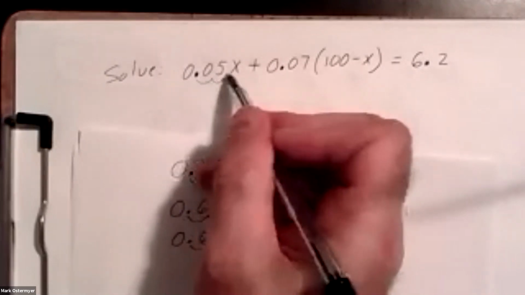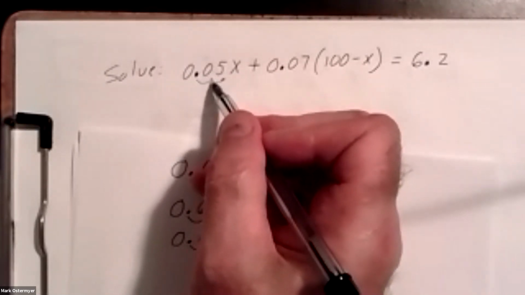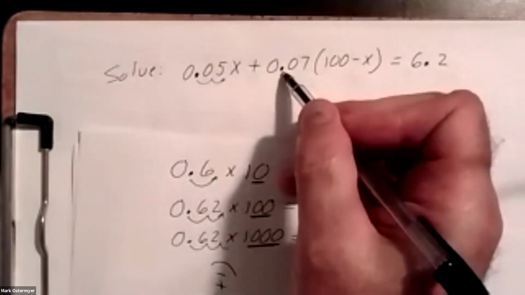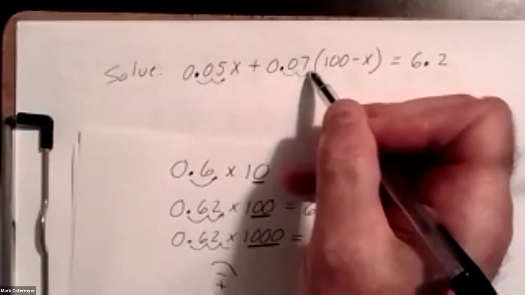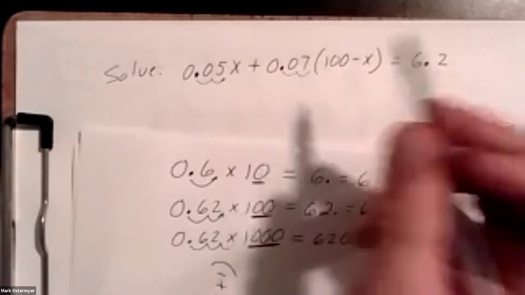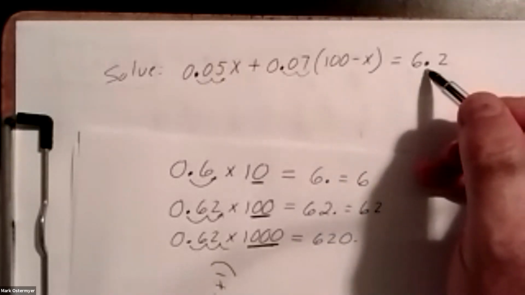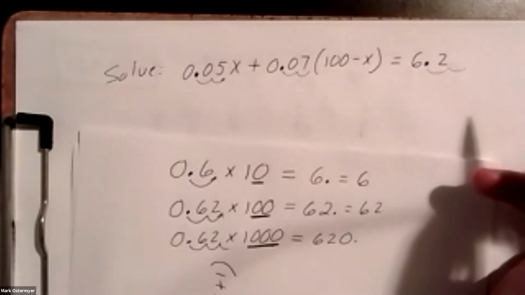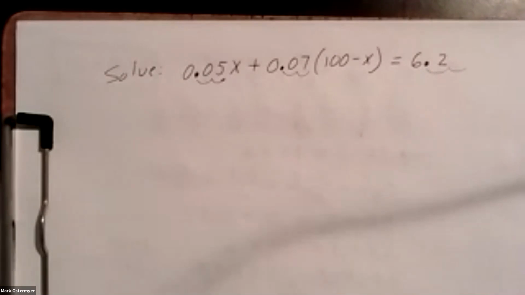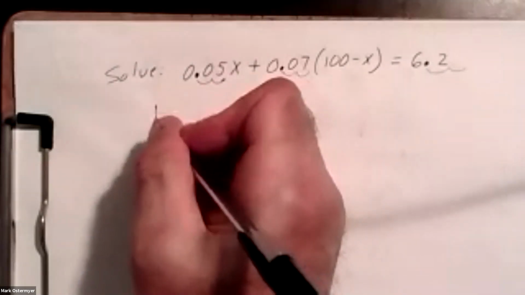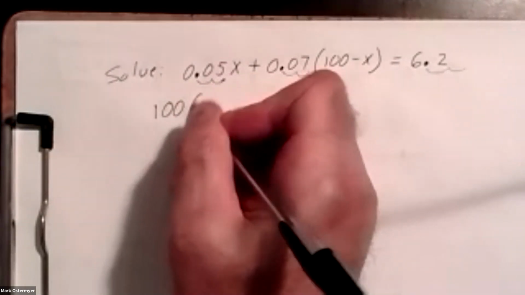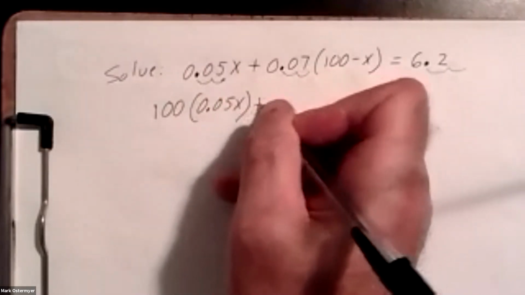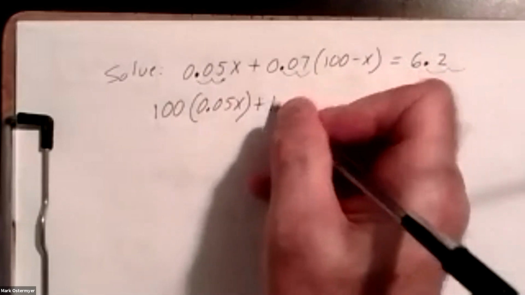If I multiply this decimal by 100, the decimal point would get shifted 2 places to the right, and this would become a nice 5. If I multiply this by 100, decimal point gets shifted to the right 2 places, and this becomes the nice whole number 7. If I multiply this by 100, decimal point gets shifted 2 places to the right, and I'll have 620. Let's do that. Let's multiply both sides of this equation by 100. Do I multiply this term by 100? Got to multiply this decimal by 100.